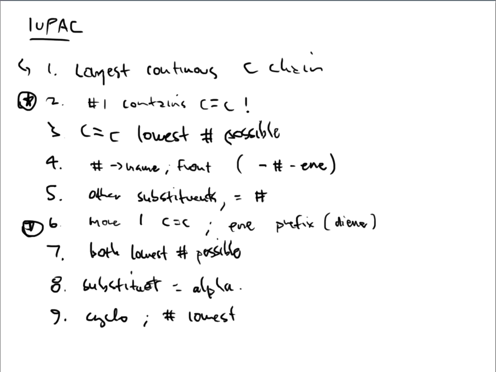And finally, number 10, if the cyclo has more than one carbon-carbon double bond, well, you still need to give it numbers, but they also need the lowest group numbers possible. All right, so all of those rules are nothing surprising, right?